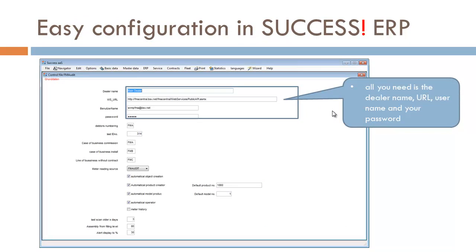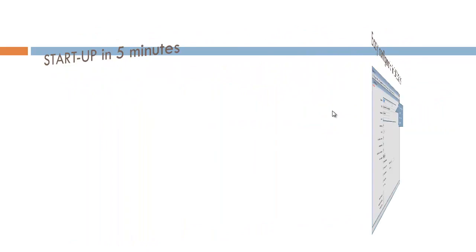What you need is one, we call it the control file. We have one control file in Success ERP, and you need some basic information, like the dealer name. So this is typical FMAudit speak. You need a URL, the address where we can find the server. You need a user and you need a password. And that's everything you need to start up your connector. Okay.